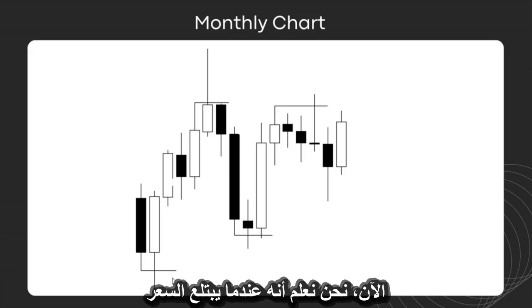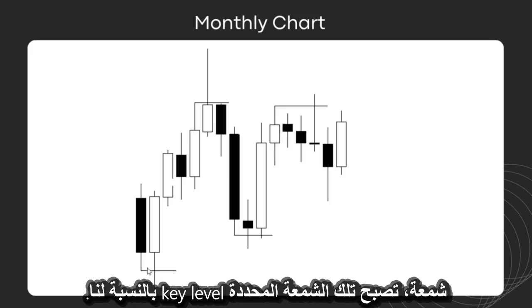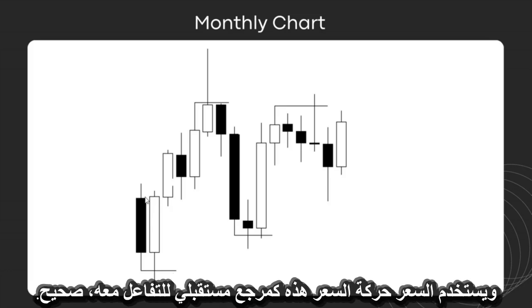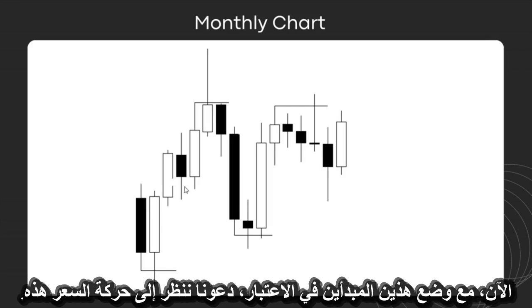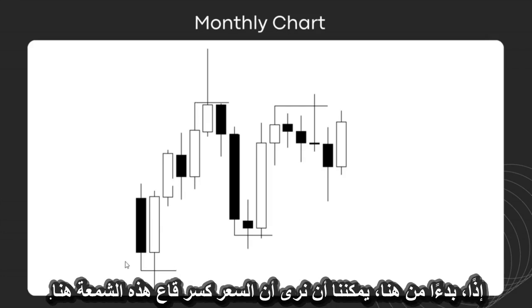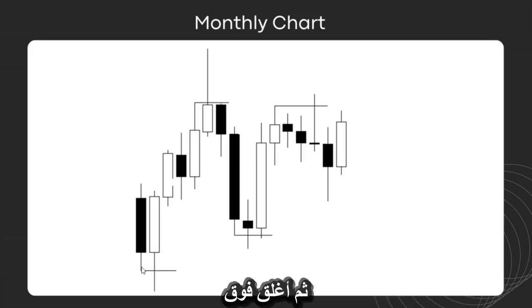Now, we know that when price engulfs a candle, that particular candle becomes a key level for us, and price uses that price action for future reference to react off of. Keeping these two principles in mind, let's look at this price action. Starting off here, we can see that price took out this candle's low, and then it closed above and inside that candle's range.